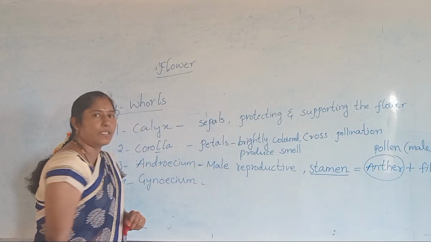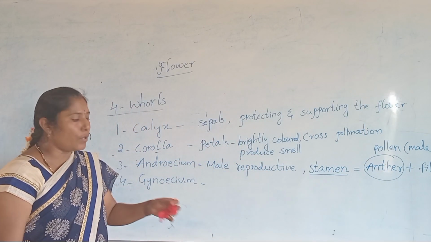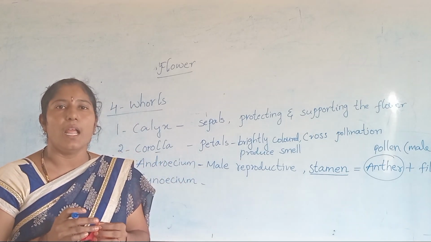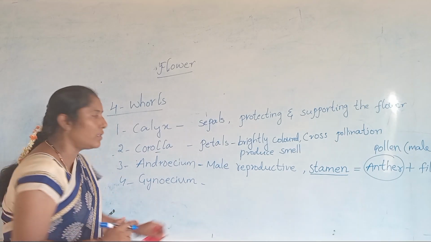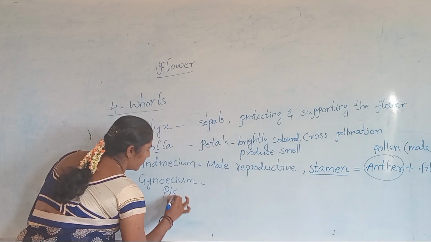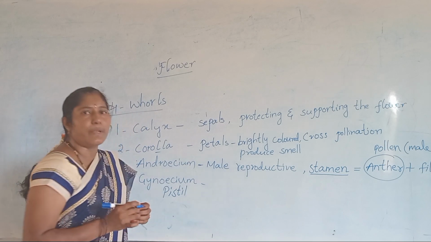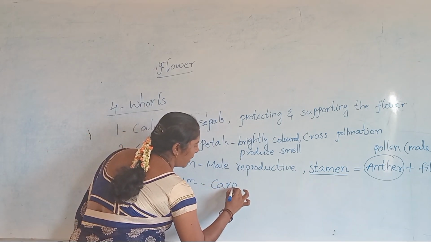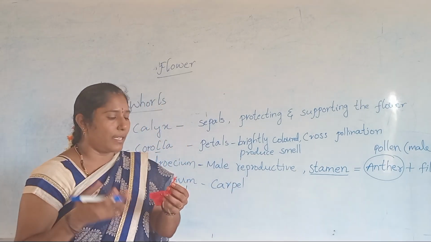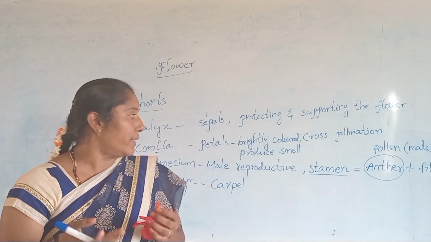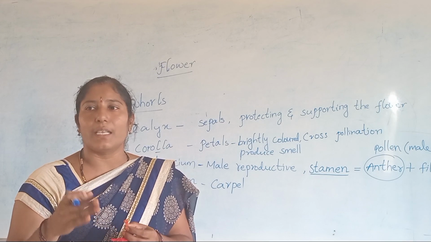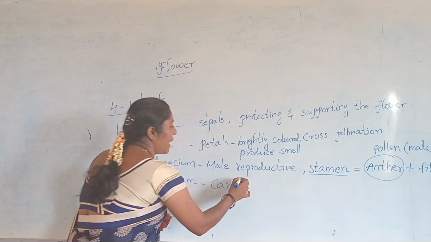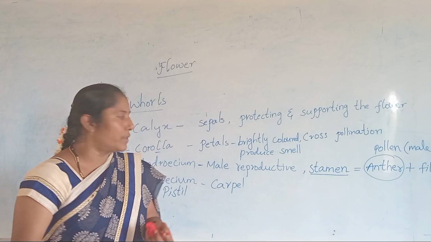Next, in the fourth whorl, the gynoecium is present. What is present in the fourth whorl? Gynoecium. Gynoecium is also called pistil. The gynoecium consists of carpels. In some flowers, one carpel is present; in some flowers, more carpels are present, and those carpels are free or fused.